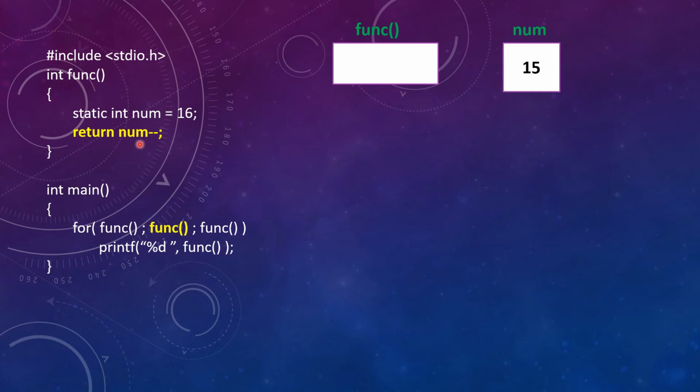Now we will execute only the last line, that is num minus minus. As I said, first we need to use the value and then decrease it. So first we return 15 and then we decrement the value by 1. This function returns 15 in the condition part. You already know that 15 is non-zero data. In C, any non-zero data is considered true, only 0 is considered false. So this 15 is a true value, the condition is accepted and we will go inside the for loop, correct?